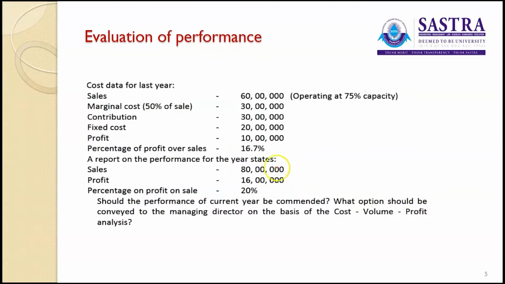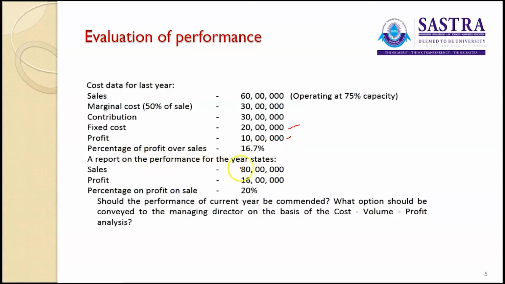Next we shall pass on to the second problem. The cost data are the same case, that is evaluation of performance. Cost data for the last year. Sales we have 60 lakhs, which is operating at 75% capacity. Then marginal cost is 50% of your sales, 30 lakhs. Contribution, therefore, is 60 minus 30, we have 30 lakhs. Fixed cost, we have 20 lakhs. So the profit is said to be 10 lakhs. That is contribution minus the fixed cost. The profit percentage over your sales is 16.7%.